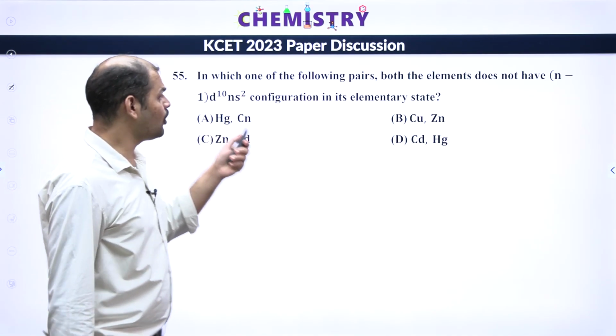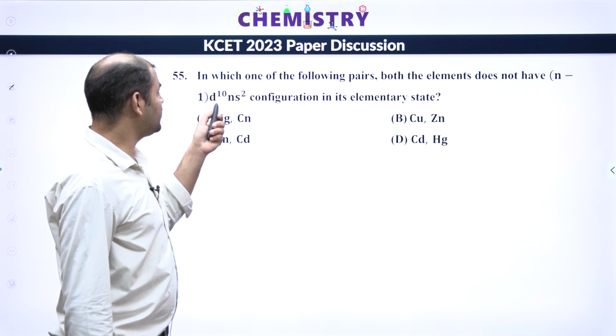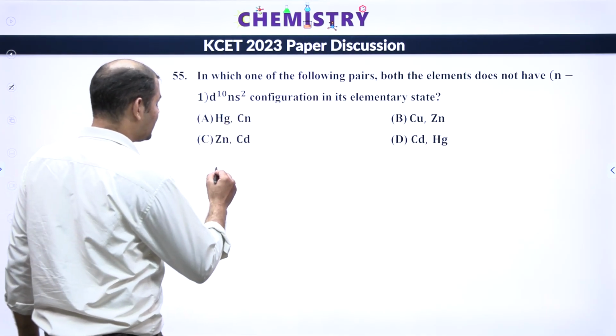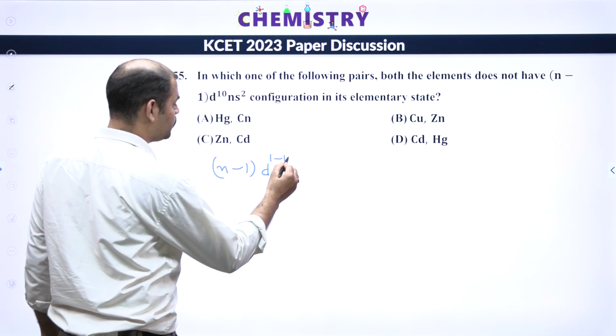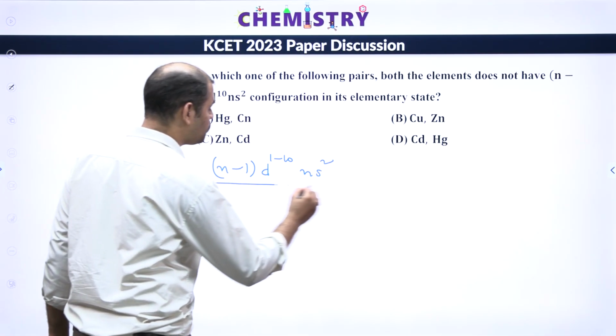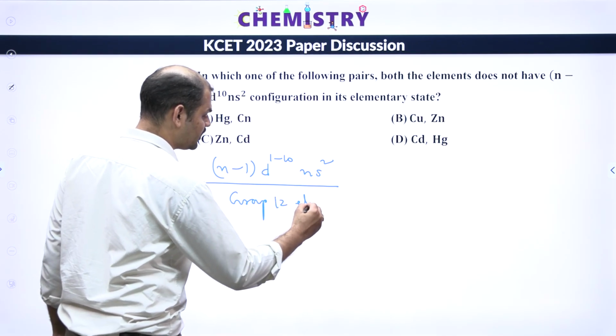55. In which of the following pairs both elements do not have (n-1)d10 ns2 configuration in their elementary state? Listen carefully to this question. They are asking both elements do not have (n-1)d10 ns2 configuration. Remember carefully, this is group 12 elements configuration. This is group 12 elements configuration.